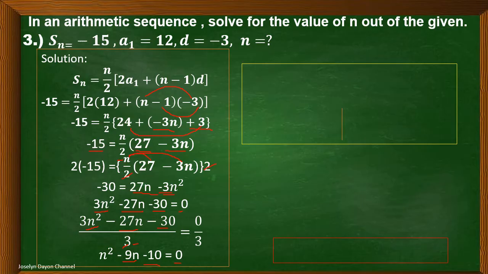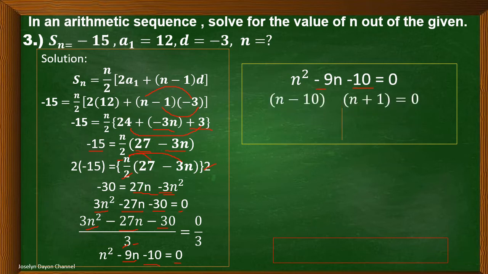If you can still remember, there are 4 methods in finding the roots of a quadratic equation. This time, I will solve the given equation by factoring, since we can factor out negative 10, where the sum of the two factors is equal to negative 9. Factors of n squared are n and n. And of course, the factors of negative 10 are negative 10 and 1.